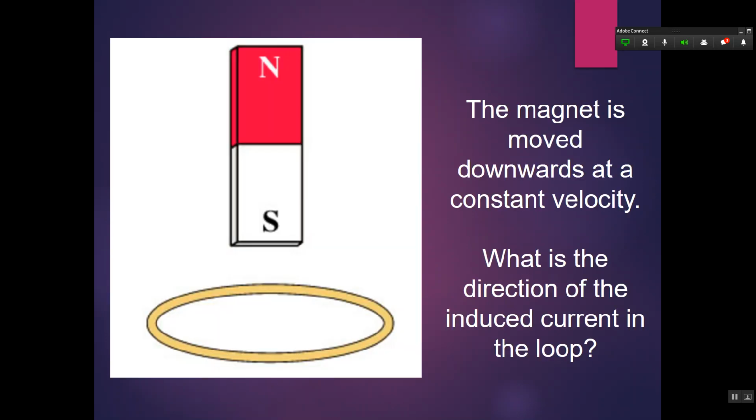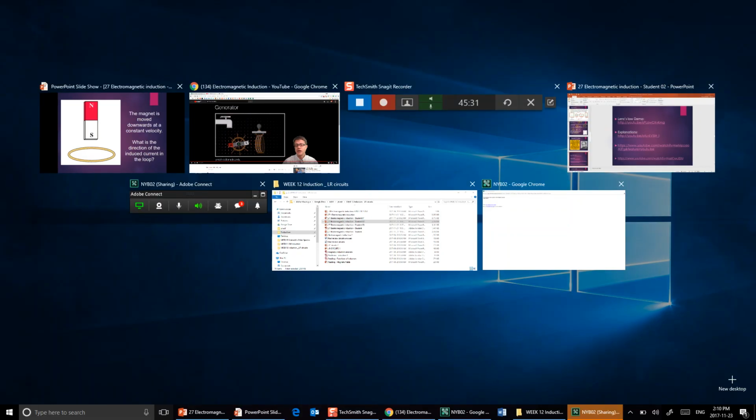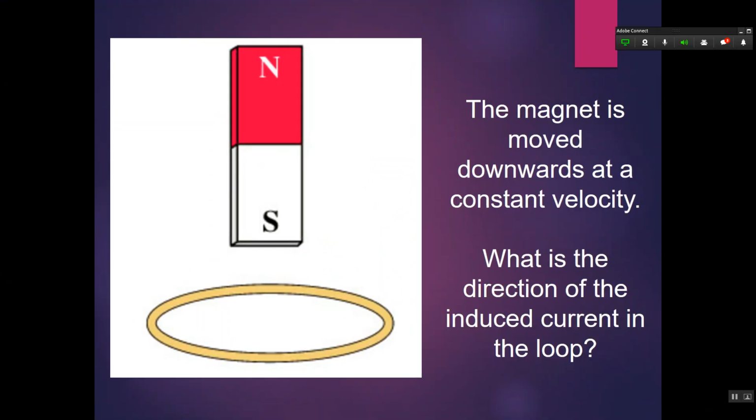So here's an example, and it says the magnet is moved downwards at a constant velocity. Okay, so that's what we're starting with. I have what I presume is a conductive loop. This would not work if this loop here was not conductive. Is this loop connected to a battery? No, it's not. All right, so a magnet is going to have field lines coming out of it.